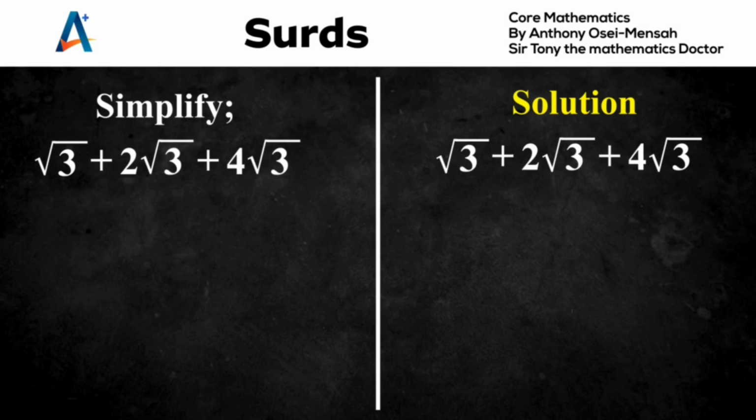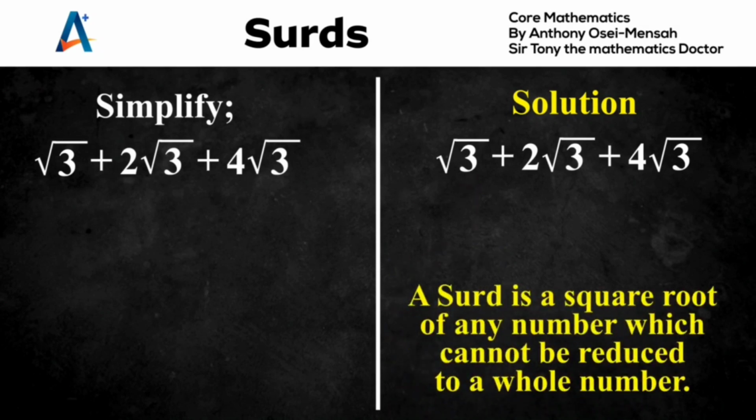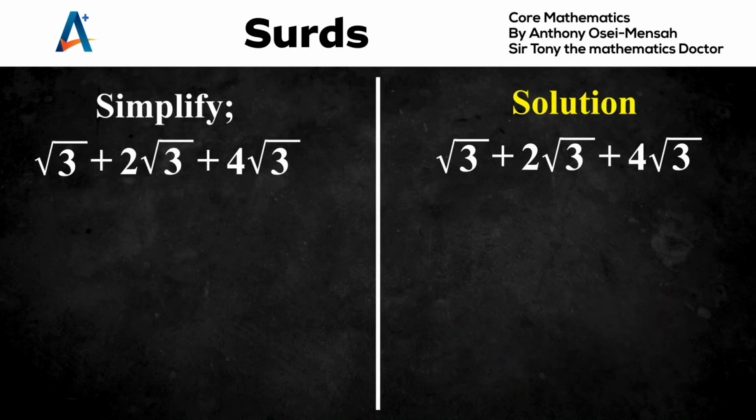Now, if you study this particular question, we have the square root of numbers in each particular term of the entire question. The square root of 3 is referred to as a surd. Now, a surd is the square root of any number which cannot be reduced to a whole number. That means that the square root of 3, for example, cannot be simplified into a whole number form.